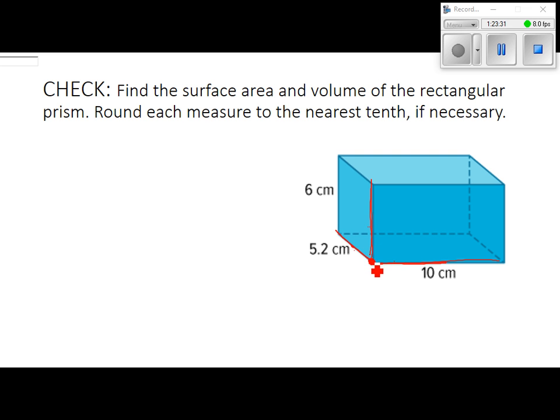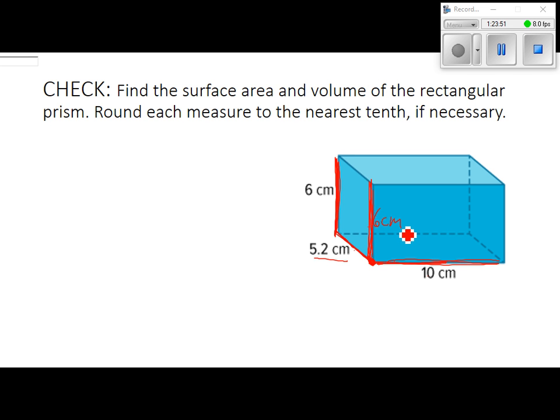So if I'm picking this, I know that this side is 5.2 centimeters. This edge is 10 centimeters. This one, it's not labeled, but when we look at a rectangular prism, if this is 6 centimeters, then that means that has to be 6 centimeters.